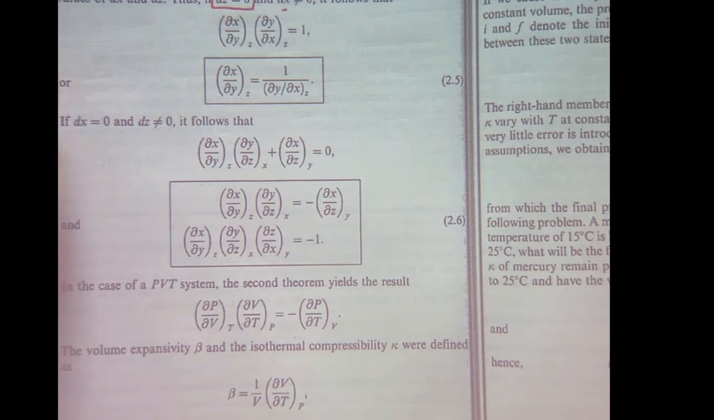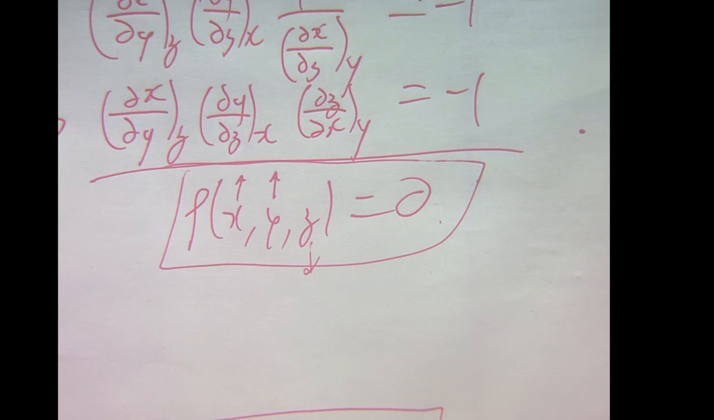Okay, so we've just derived two theorems. When we flip from one side to the other, we assume that dx by dz is equal to the inverse of dz by dx. But can we just show it? That was for constant z, which is dz equal to 0. And here we did not assume that dy is equal to 0.